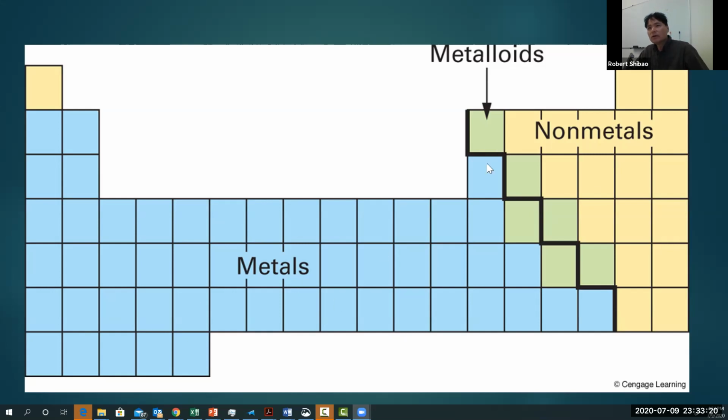And then we have metalloids. Metalloids are intermediate. They're at the border between metals and non-metals. So they have properties of both metals and non-metals.